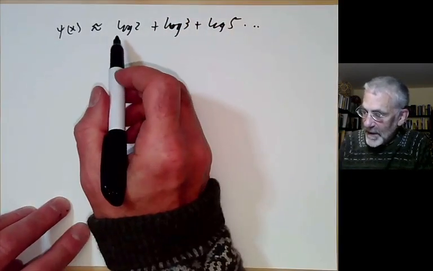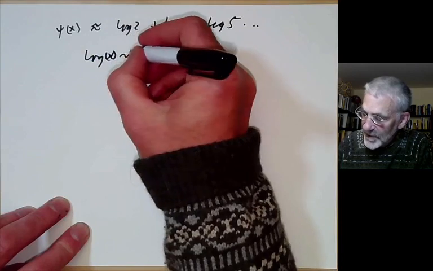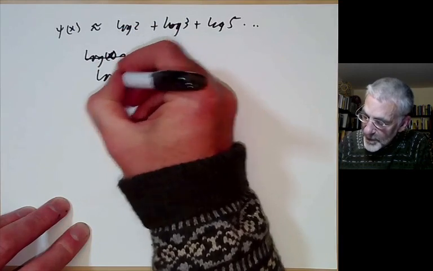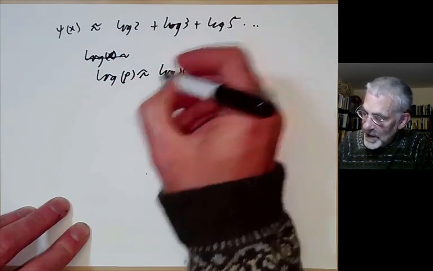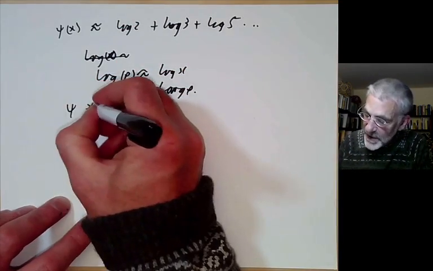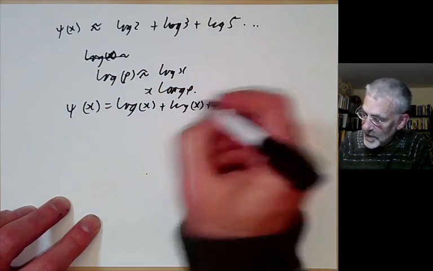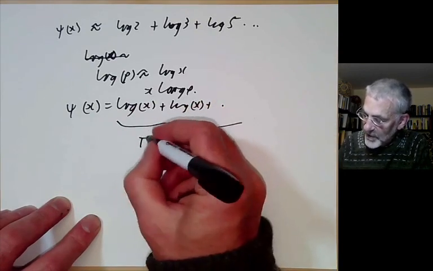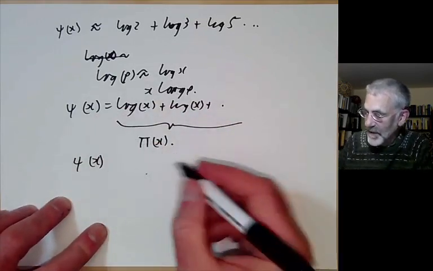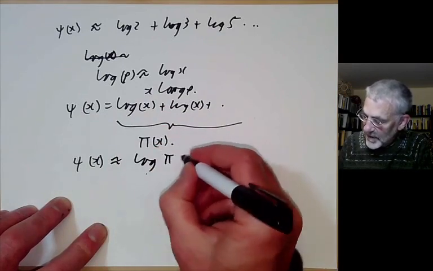And since log of p is going to be approximately log of x when x is large, as long as p isn't too small, this is going to be approximately log of x plus log of x and so on, where the number of terms here is just the number of primes less than x. So we see that psi of x, if we ignore prime powers and pretend log of x is constant, is going to be about log of x times pi of x.